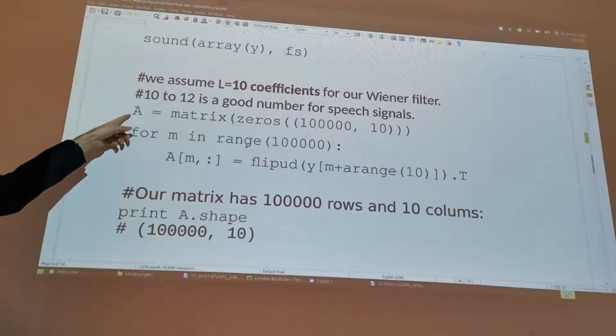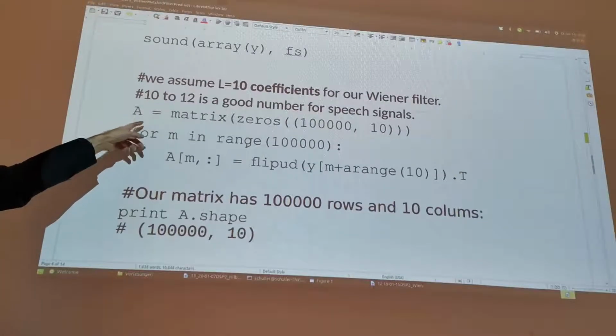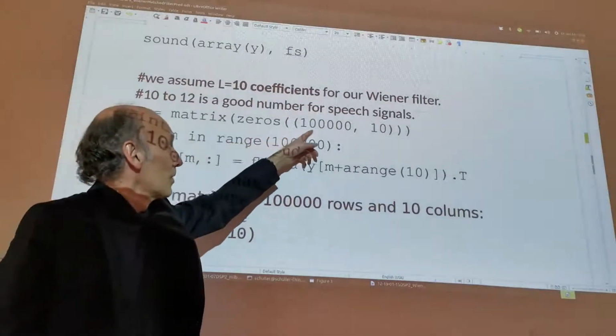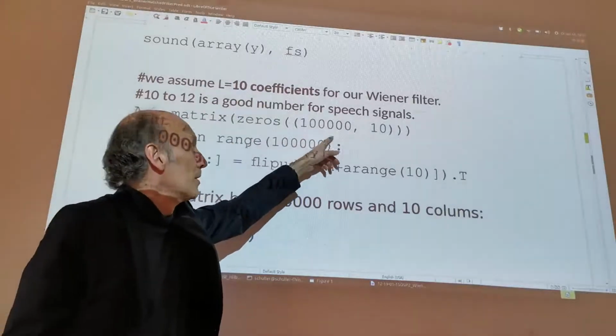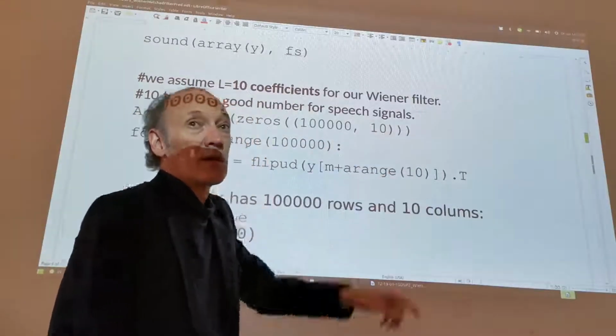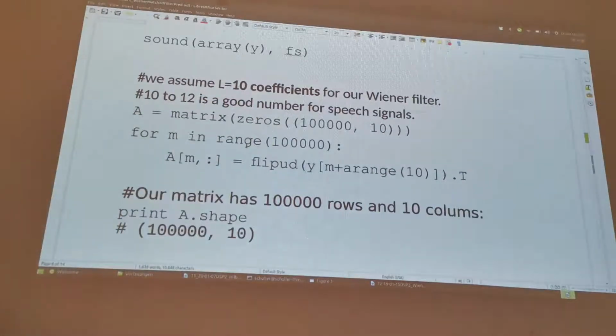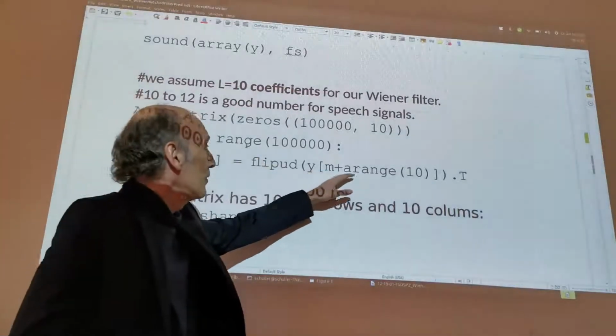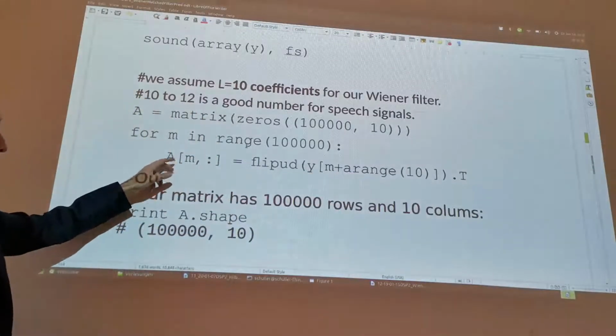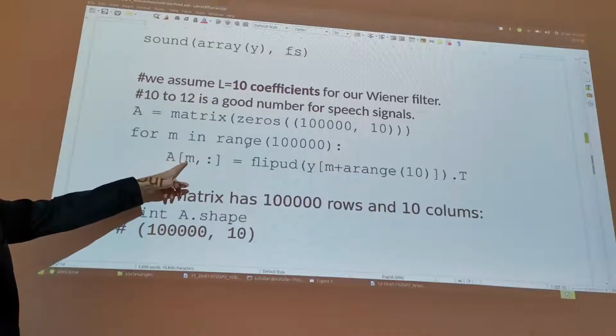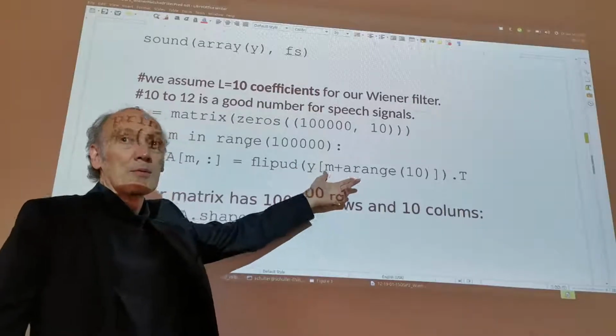And here I'm making my matrix A. I initialize it with zeros, so I'm taking 100,000 columns, each column having 10 entries in each row. Right, 10 because that's our filter length. So we have a very tall matrix. 10 wide and 100,000 high. And then I assign our noisy signal to this matrix A. So each row gets a piece of the noisy signal, as you can see here.